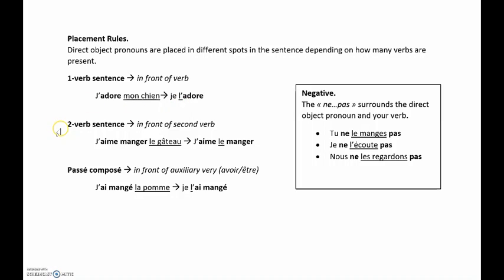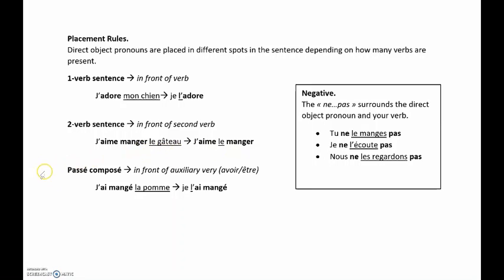Okay, the next one: if I've got a two-verb sentence, so I've got two verbs right next to each other in the sentence, then my direct object pronoun will go in front of the second verb. So if I'm trying to say, j'aime manger le gâteau, I like to eat cake, and instead of saying I like to eat cake, I'm trying to say I like to eat it, then I know that le gâteau is the direct object. I will replace that with le because it's masculine. And because I have two verbs, aime and manger, my direct object pronoun le is going to go smack dab in the middle here, right in front of manger, my second verb.